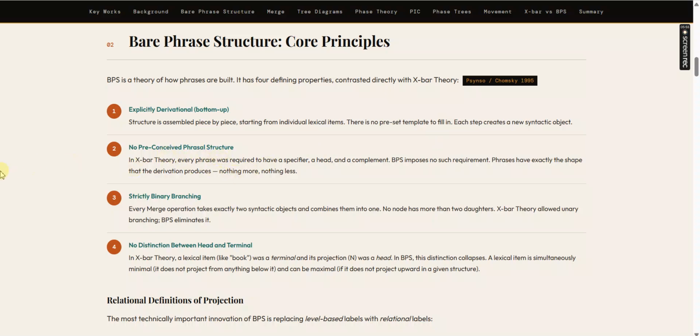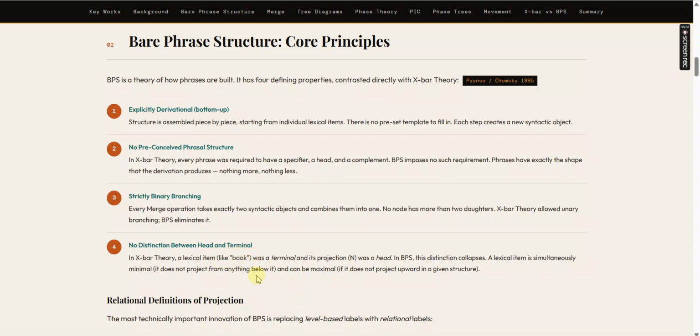In X-bar theory, every phrase structure was required to have a specifier, head, complement, and sometimes an adjunct. In BPS, there is no such thing. Phrases have exactly the shape that the derivation produces, nothing more, nothing less. Third, strictly binary branching. Every Merge operation takes exactly two syntactic objects and combines them. No node has more than two daughters. X-bar theory allowed unary branching; BPS eliminated it and kept the structure simple.